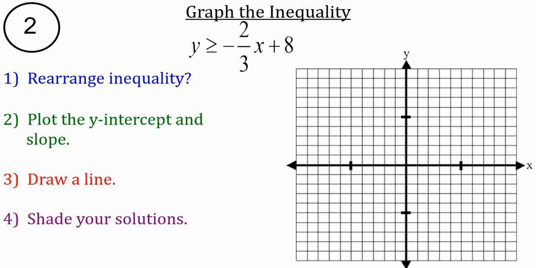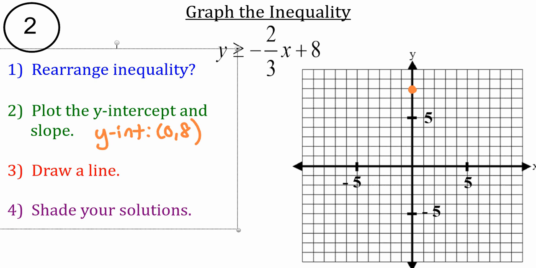Is it already in slope-intercept form or not? We can see that y is already isolated, so we're good for the slope-intercept form. So since our inequality is already in slope-intercept form, we ask ourselves, where are we starting? What's our y-intercept? If we look at our inequality, we can see our y-intercept is here, and that would be at (0, 8). So we're going to plot that point.